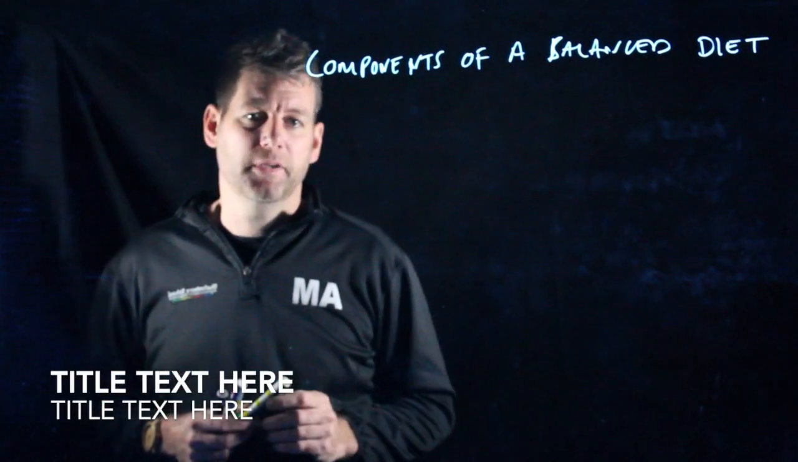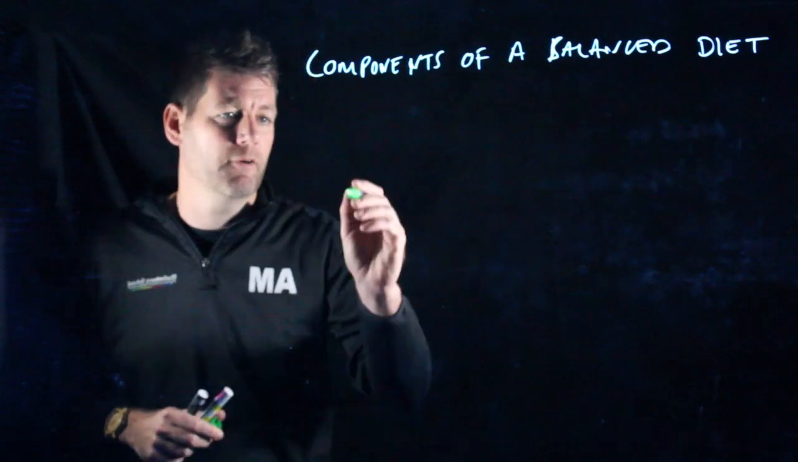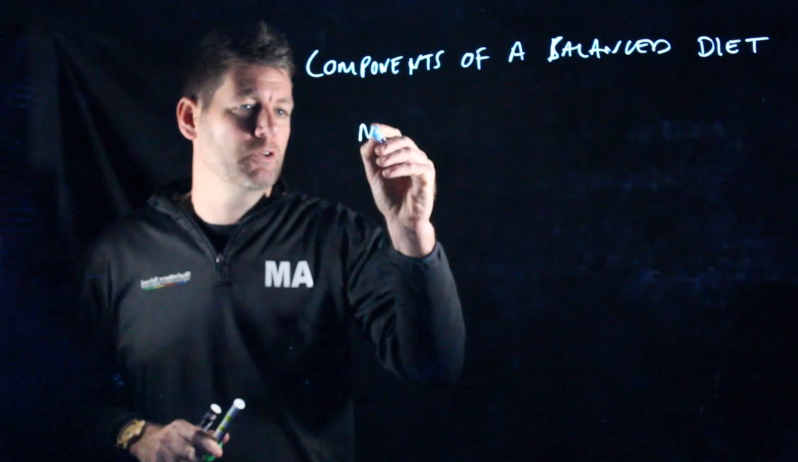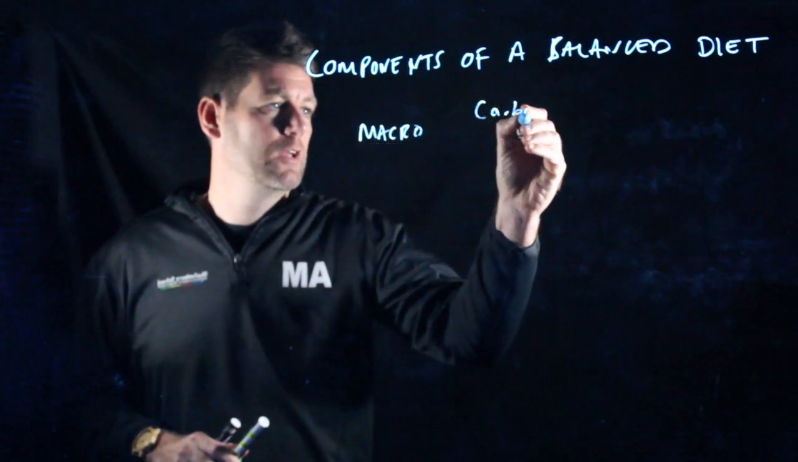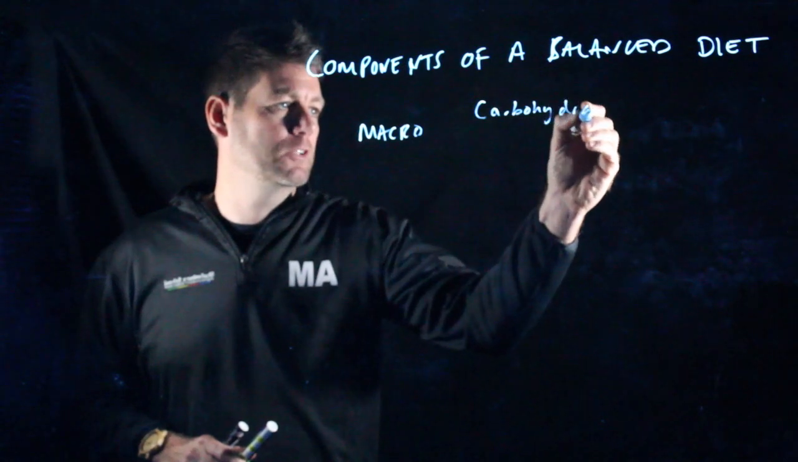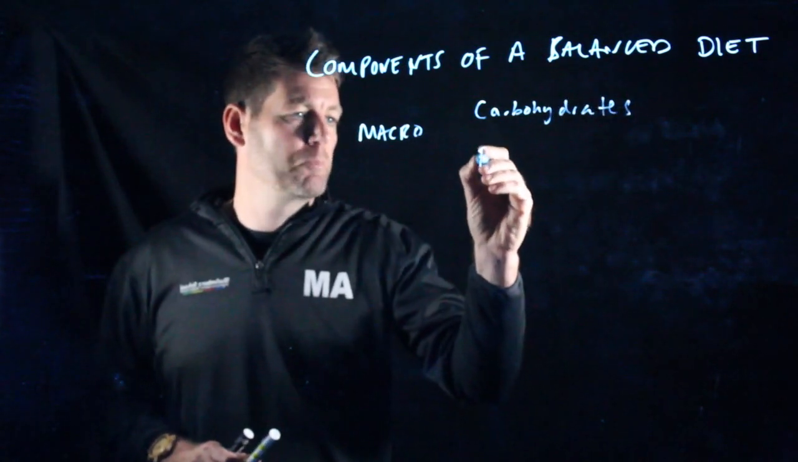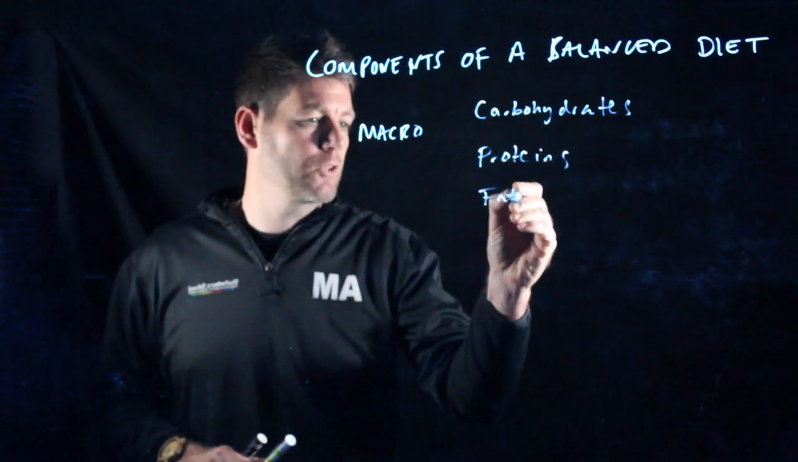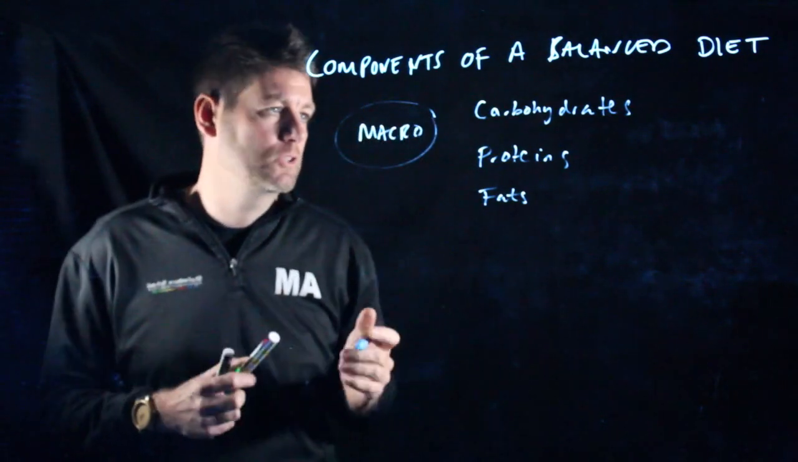This is a GCSE video on the components of a balanced diet, and we're going to look at first of all something called macronutrients, which are our big nutrients, our big food sources, and we have three of those. We have carbohydrates, and you must call them carbohydrates in your examination. Don't call them carbs, you won't get any marks for that. We have proteins and we have fats. So there are three big macronutrients. They make up the majority of our diet.